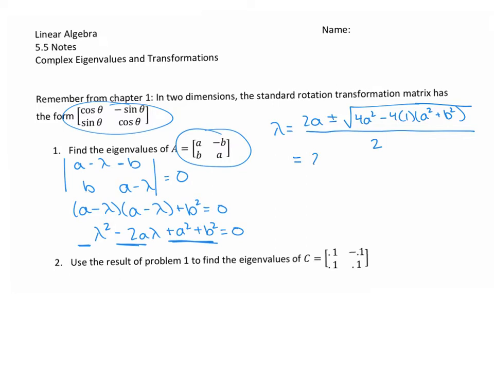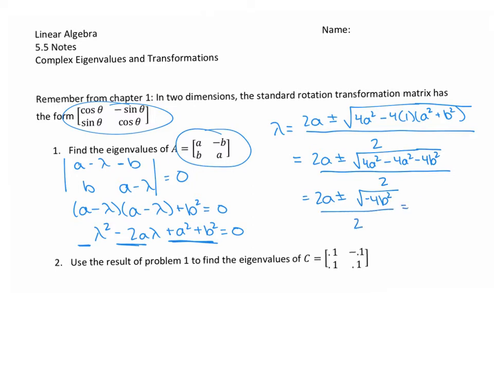So we have 2a plus or minus the square root of 4a squared minus 4a squared minus 4b squared. This simplifies to just the square root of negative 4b squared, which simplifies to 2a plus or minus 2bi, all over 2. Let me fix that. And that's going to simplify to a plus or minus bi. So what this tells us is any matrix in this original form, a, negative b, b, a, has these for its eigenvalues, a plus or minus bi.